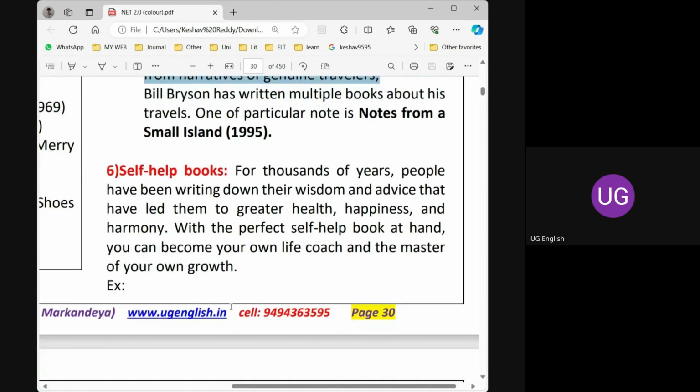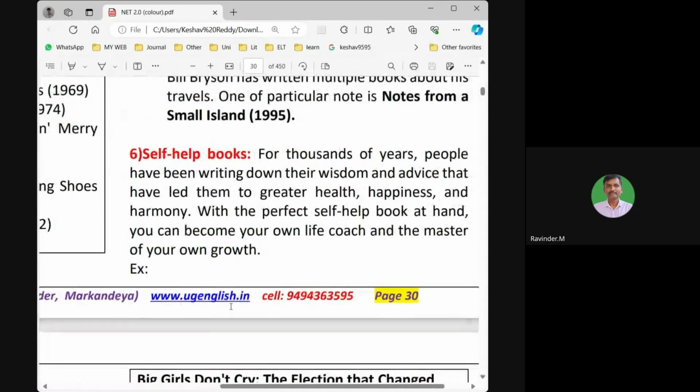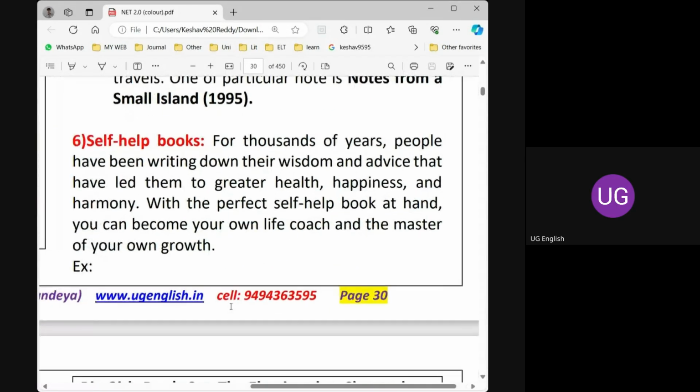And self-help books. Even nowadays, these are very popular.